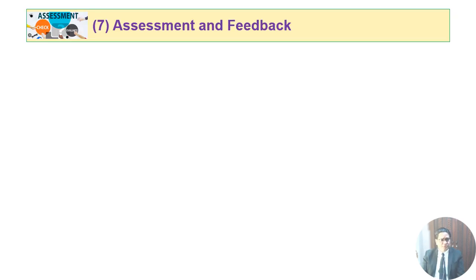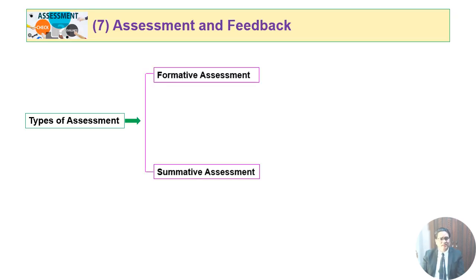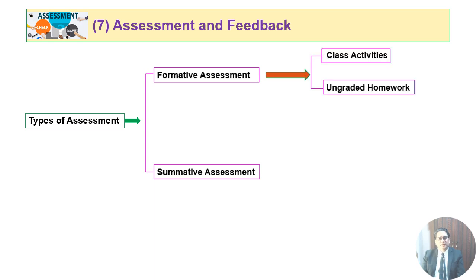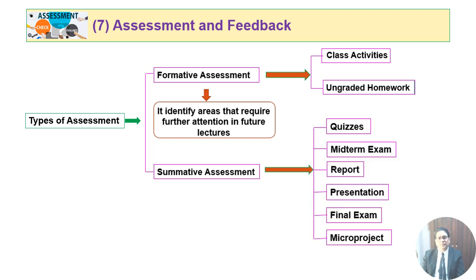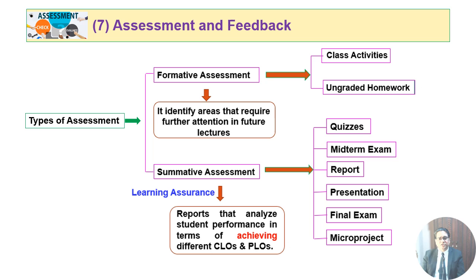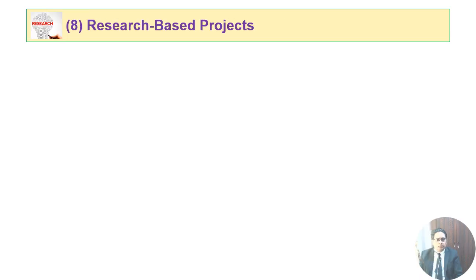I use two types of assessments, formative and summative. Formative assessments consist of classroom activities and ungraded homework. The formative assessment allows me to identify areas that require further attention in future classes. My summative assessments consist of quizzes, midterms, micro projects, presentations, and the final examination. Through both assessments, I provide feedback on the areas that require improvement. I also ensure learning assurance.